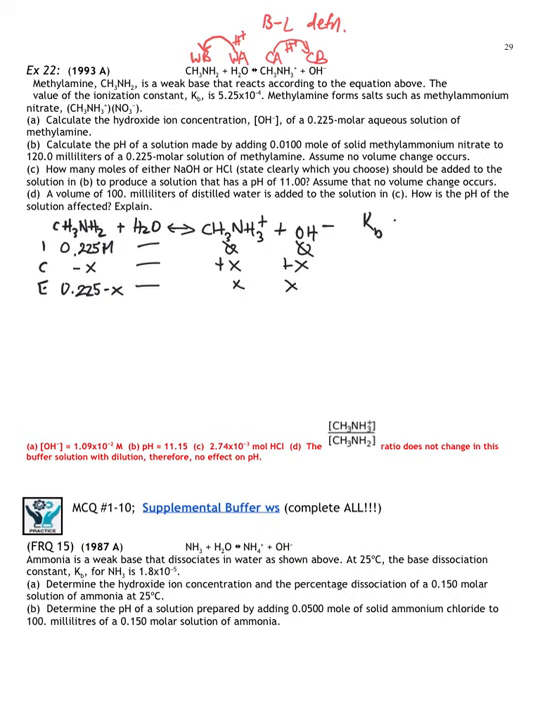My Kb is written as far as the expression is concerned. So I'm going to start off writing the expression, never skipping that step. It's quite important. And so I'm going to write my ions.